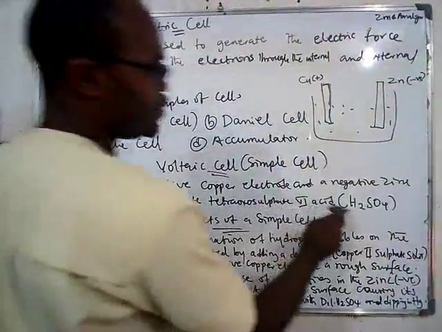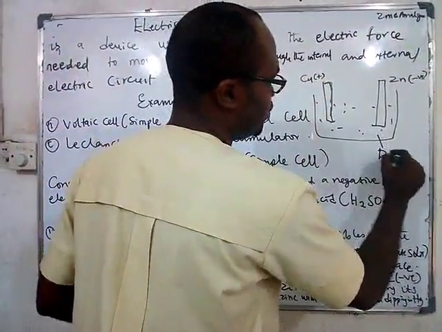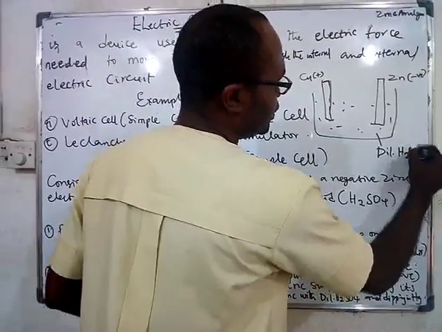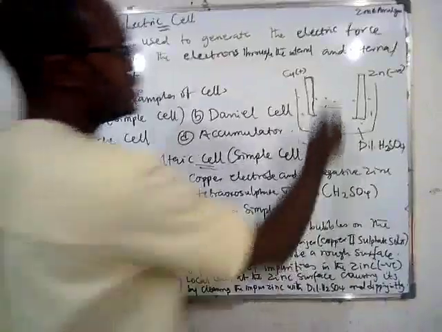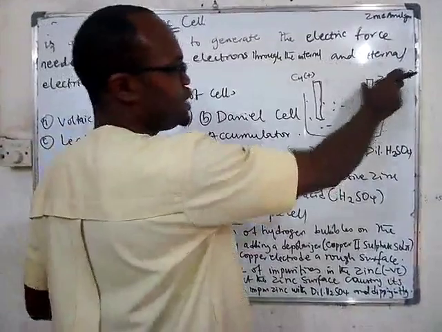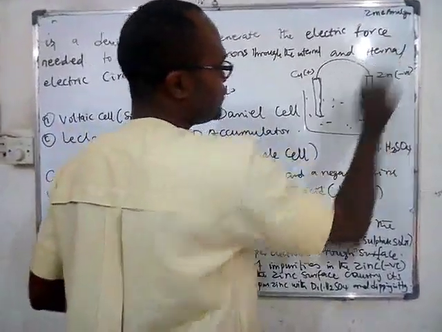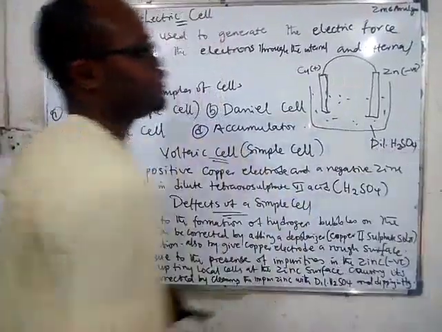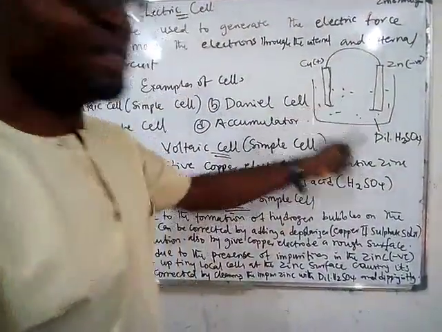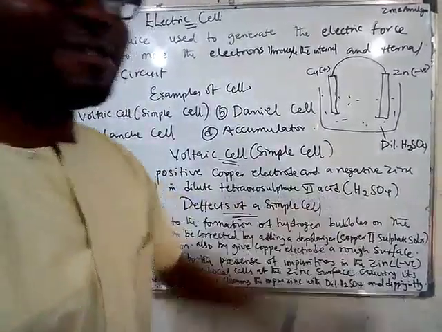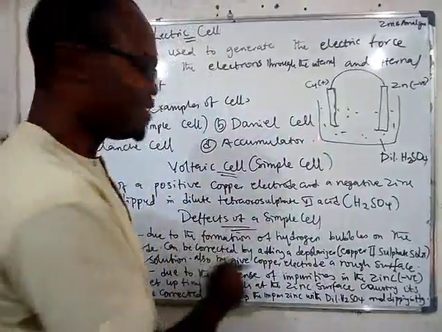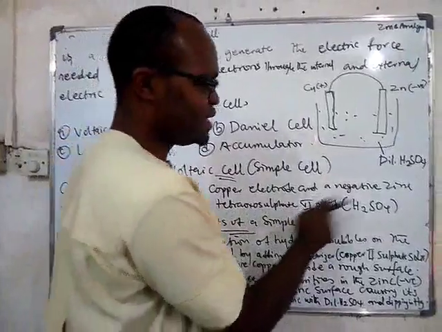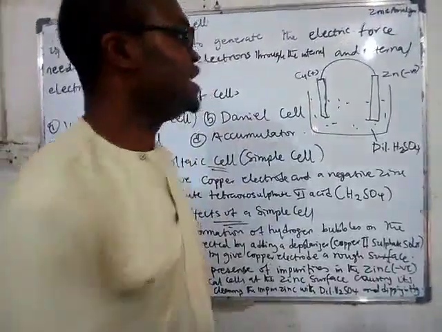Both of them are dipped inside dilute tetraoxosulfate 6 acid. So for you to have a voltaic or simple cell, you need to have two electrodes, copper, which is positive, zinc, which is negative, dipped into dilute H2SO4. Is that clear? Dilute H2SO4, or you say dilute tetraoxosulfate 6 acid. That is the electrolyte that you put the electrodes inside in order for you to generate current.